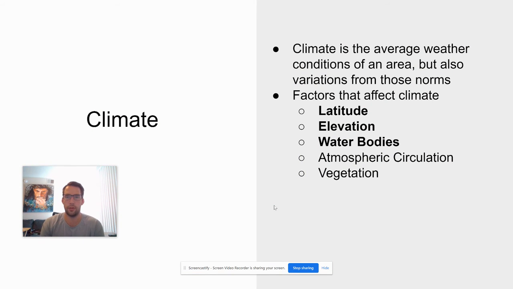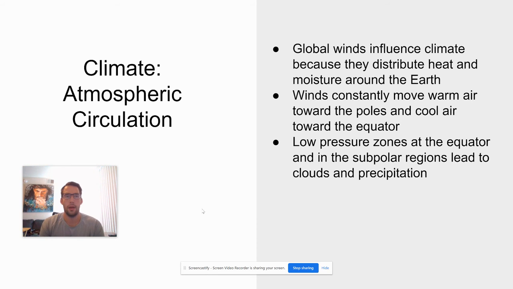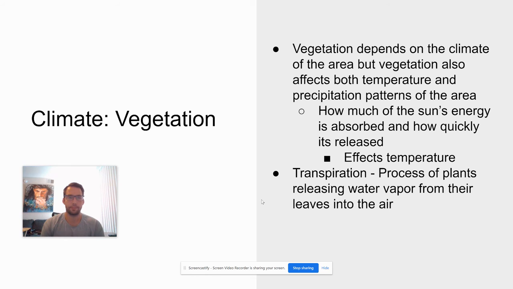So climate depends on many of the same factors that heat does. We already talked about latitude, elevation, and water bodies, but I want to talk about atmospheric circulation and vegetation. Atmospheric circulation is much like ocean currents. We have global winds that are going to transfer heat and moisture around the earth. Winds are going to be moving warm air towards the poles, and then cool air from the poles to the equator. And then low pressure zones at the equator are going to experience a lot of clouds and precipitation. So the equator is going to experience more thunderstorms, more rain.